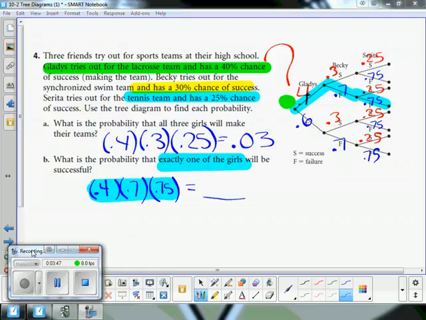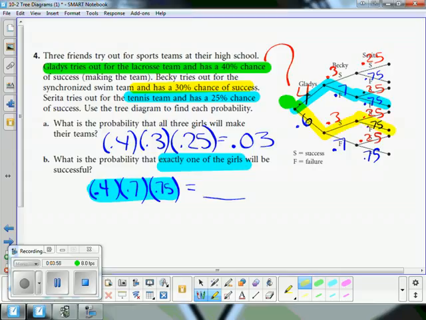The next one, we need to take a look at, well, maybe she didn't make the team, Gladys, but Becky did, and Sarita did not. So that's another exactly one girl made the team. So for that path, what 3 numbers would we multiply? 0.6, 0.3, and 0.75. So let's have someone else find that answer. We're going to put that on hold.